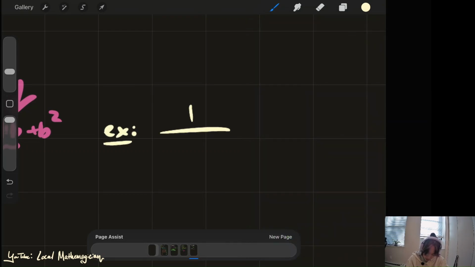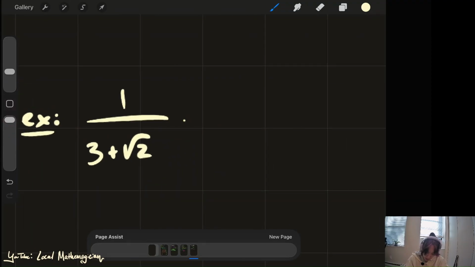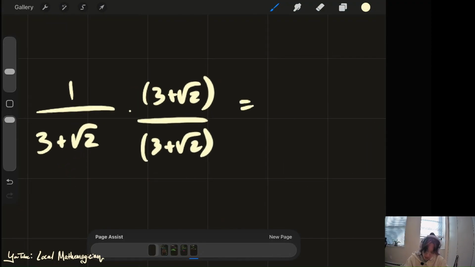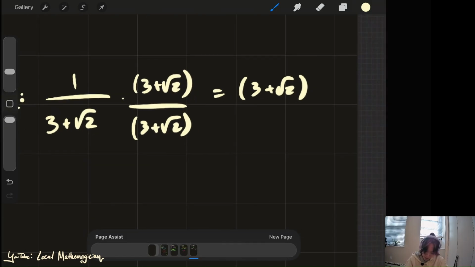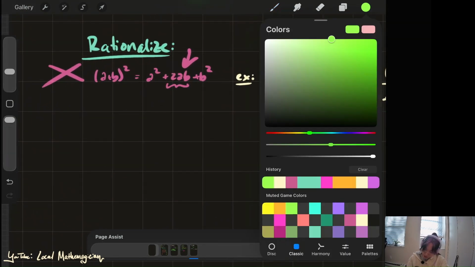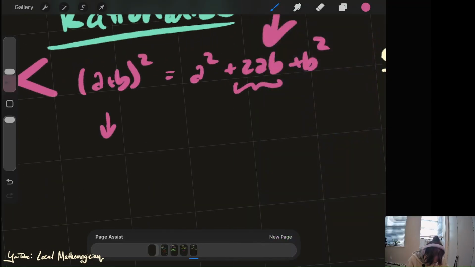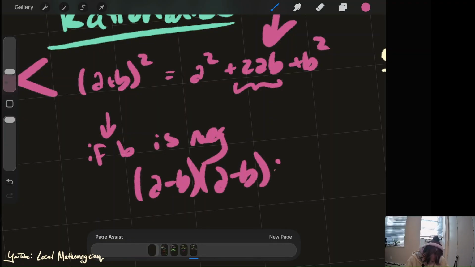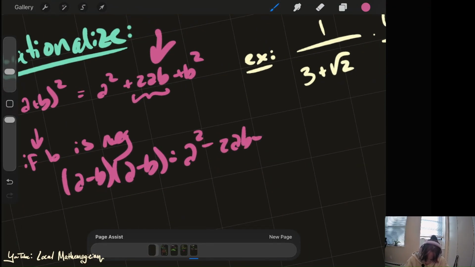You have like 1 over 3 plus root 2. You multiply it by 3 plus root 2 on top and 3 plus root 2 on the bottom. You end up with 3 plus root 2 on top. That's no problem. And then you end up with 9 plus 6 root 2 plus 4 on the bottom. And you've done absolutely nothing interesting here. You see? So we don't want that. The second option is, and of course this also applies if b is negative, then you end up with a minus b, which is just a squared minus 2ab plus b squared.